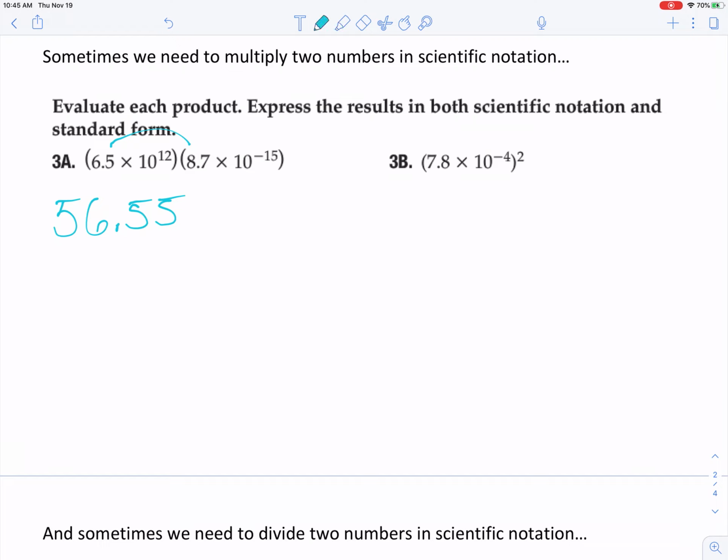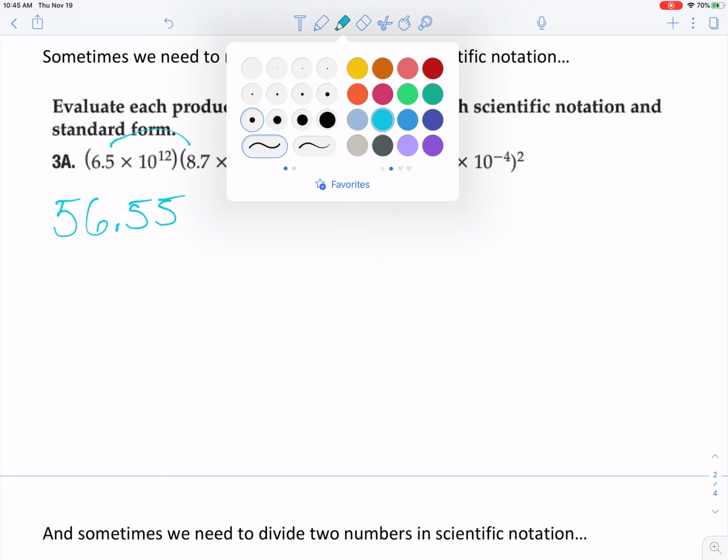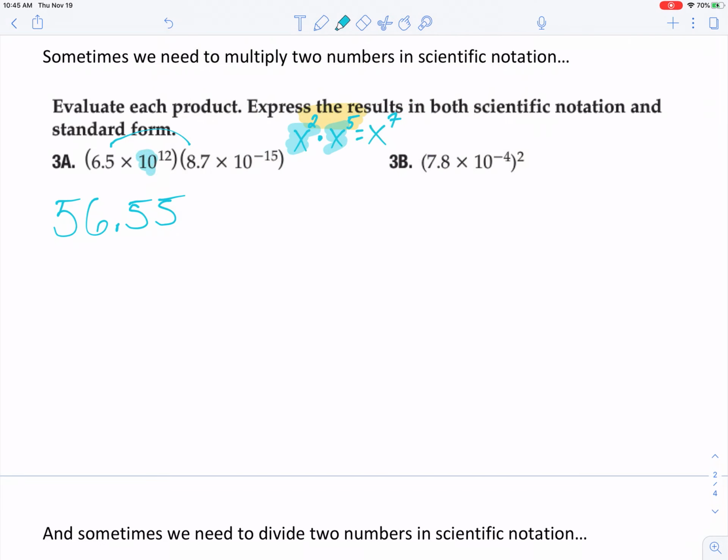And then, remember in 7.1 when I was like, oh yeah, x squared times x to the 5th is x to the 7th. You just add the exponents. And the reason you were allowed to do that is because the bases are the same. Same thing here. The bases are the same, so you can just add the exponents. So I end up with times 10 to the 12 minus 15 is negative 3.